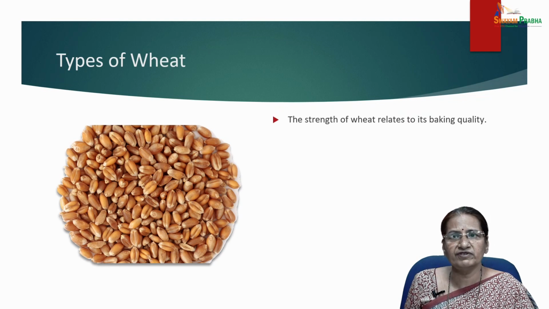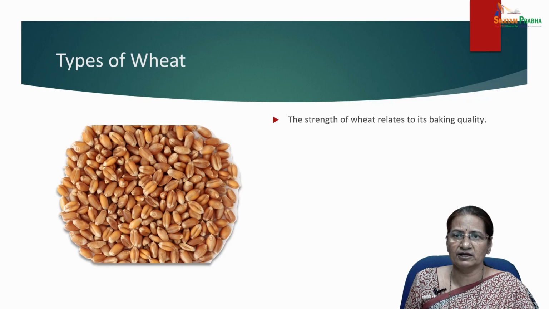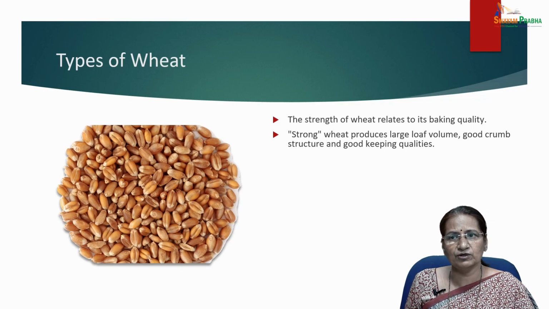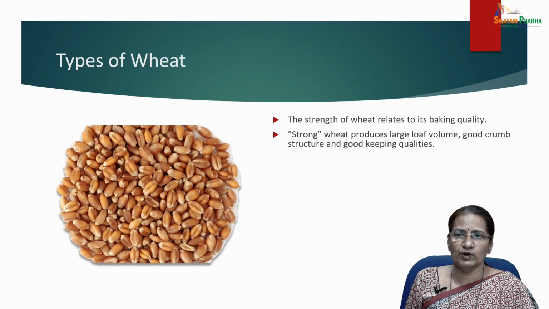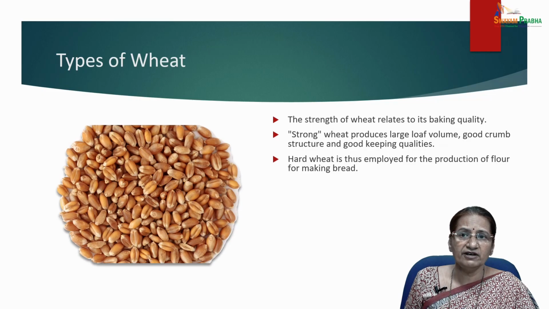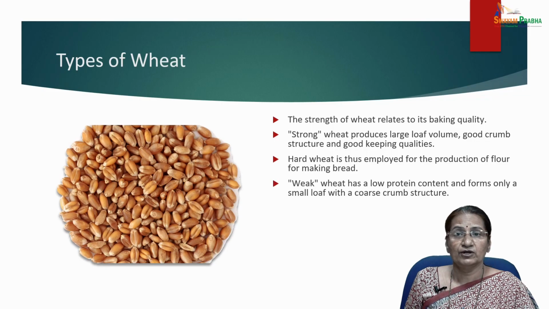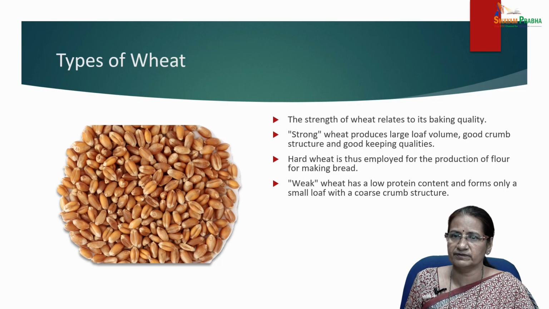The strength of wheat relates to its baking quality. Strong wheat produces large loaf volume, good crumb structure and good keeping qualities. Hard wheat is thus employed for the production of flour for making bread. Weak wheat has a low protein content and forms only a small loaf with a coarse crumb structure.